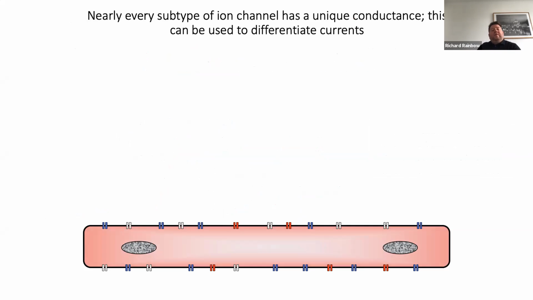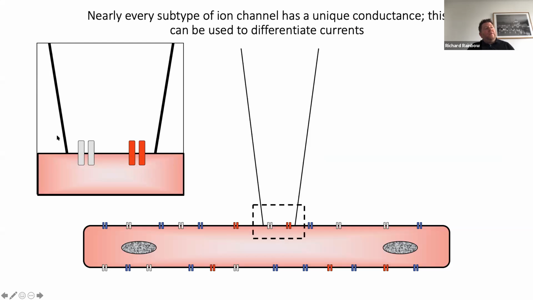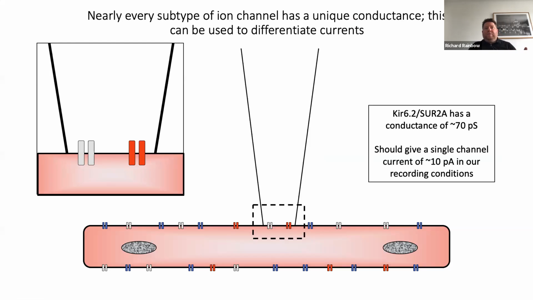We can measure this directly using a type of electrophysiology called cell attached patch recording. In this recording, we can push an electrode up against the cell, and you can record the channels that are sat in the membrane where this electrode is touching the cell. Most channels have their own unique fingerprint, if you like, in terms of their conductance, and we can use this to figure out what channel is what. For our particular channel, the KIR6.2 channel, in the conditions that we were using, we should have been able to see a single channel current of around 10 picoamps if this channel was open.